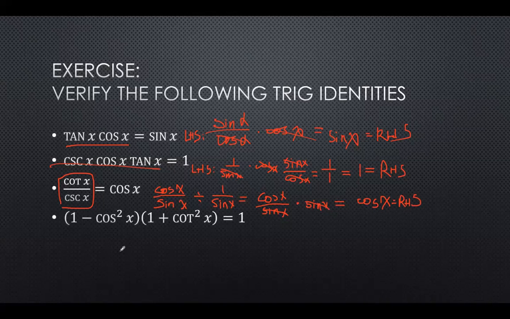For the next one, it's a bit complicated. You have a lot of terms. When you look at the left-hand side, you have two terms in the parentheses. So we work on each one first. For the first one, 1 minus cosine square using the Pythagorean theorem is sine square.